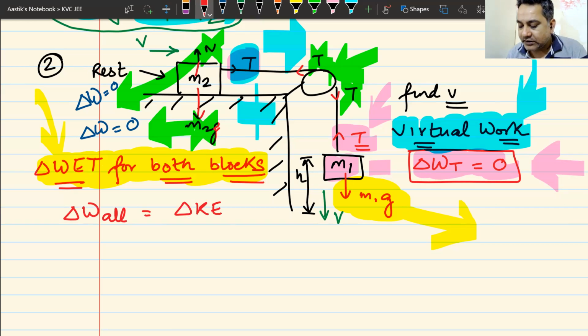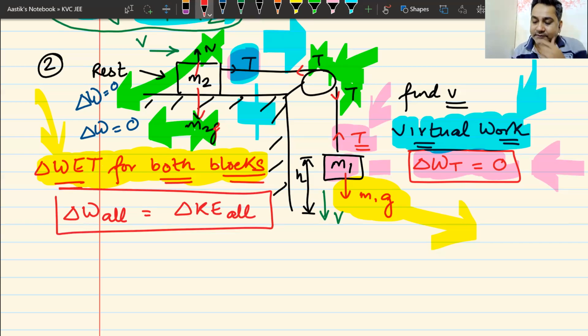Now, how do I write the work energy theorem for both the blocks together? Nothing changes. Now, instead of forces on one block, I'll have to find out forces on all the blocks, and I'll have to find out the work done by those forces on all the blocks, not a single one. If there are two, I have to find all the forces on two blocks and their work done. If there are three, then for three. If there are four, then for four. So basically, now the equation becomes: work done by all forces on all blocks is equal to change in kinetic energy of all blocks.